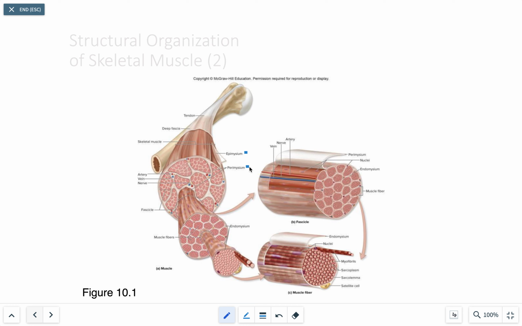Going one layer deeper is the perimysium. The perimysium helps divide the skeletal muscle into compartments, as you can see here. And these individual compartments are again composed of dense, irregular connective tissue. These compartments are called fascicles, and these fascicles contain a bundle of muscle fibers. They also contain blood vessels, arteries, veins, and nerves.